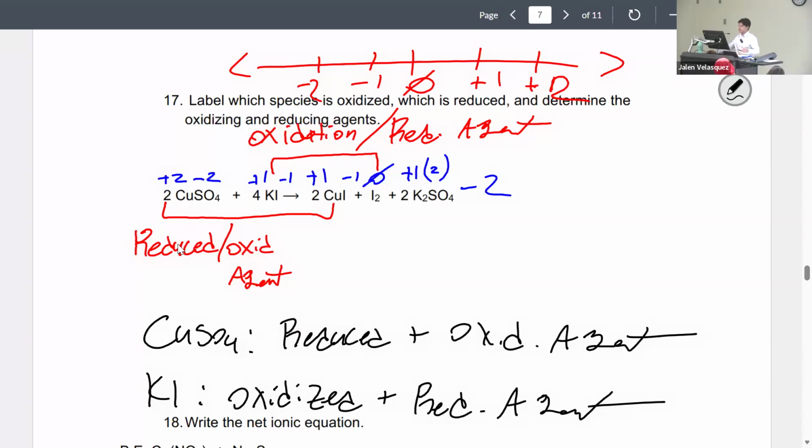And same rationale here with the copper sulfate. It was reduced, so it gained electrons, and it's the oxidizing agent because it didn't just pull those electrons out of thin air. It stole them from somebody, right? So here it stole the electrons from KI, causing it to be oxidized.